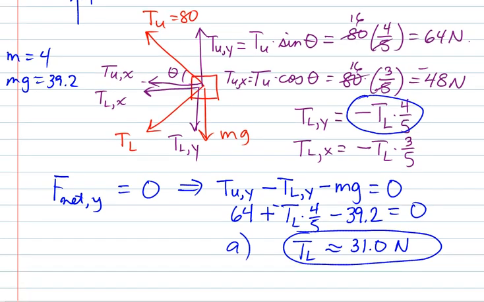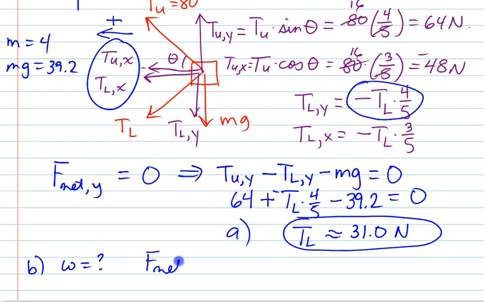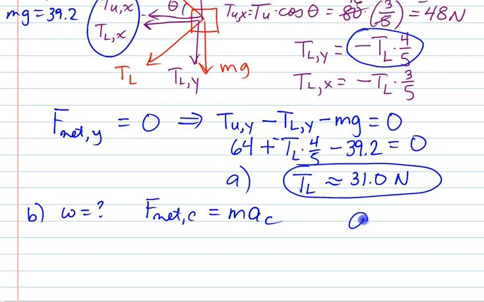Okay, so now in order to figure out the rotational speed, or omega, we're going to have to apply F equals ma in the centripetal direction. And now we're going to say that anything going inwards is positive. It turns out that we just have two components, T upper and T lower, in the x direction. So F net centripetal equals m a_c. Now centripetal acceleration can be v squared over r, or it can also be omega squared times r. Both of those are valid because v is equal to omega r.